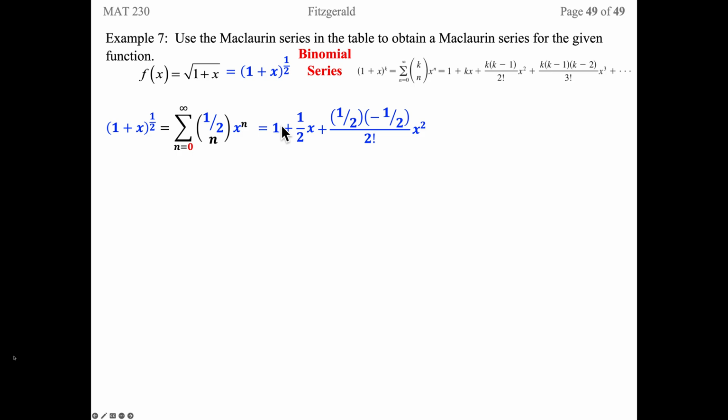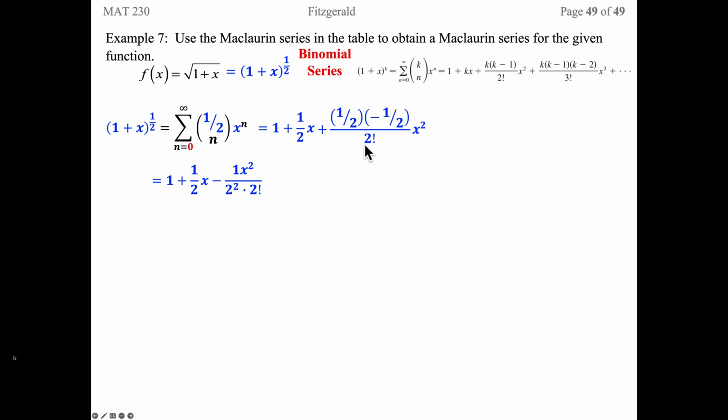So this is 1 plus k, 1/2 times x. All right, next 1/2 times 1/2 minus 1 over 2 factorial. So if we simplify that, this now becomes 1/2 times negative 1/2, or a minus 1 over 2 squared, with x squared on the top over 2 factorial.